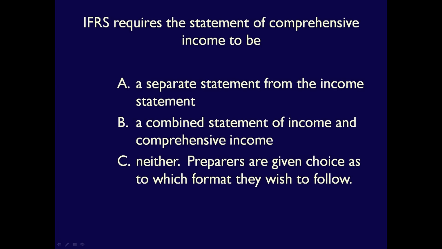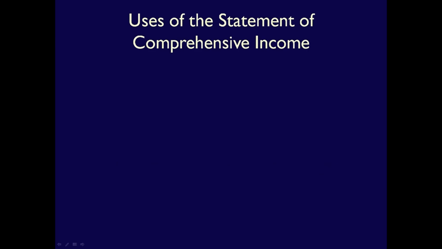The correct answer is C. A corporation may decide to combine comprehensive income and income in one statement or have two separate statements, as I've shown in this video. Why does IFRS require a Statement of Comprehensive Income?